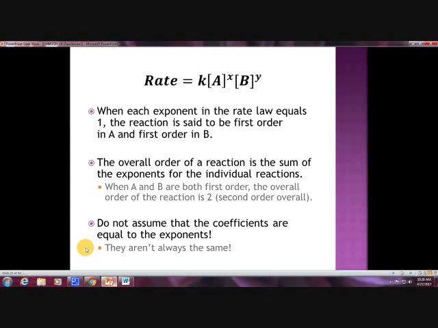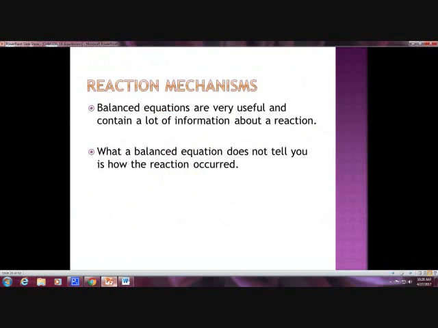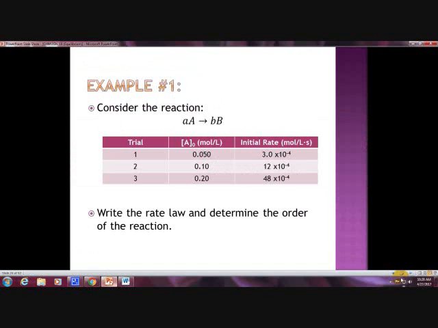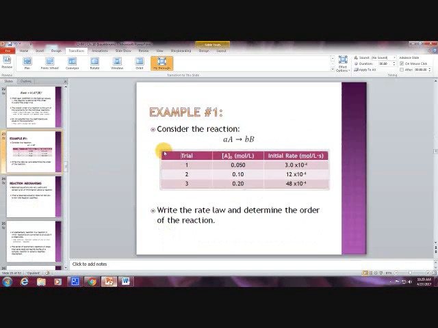So we're going to do example 1 together, and then we'll pick one from the packet that's very similar to it. Okay? Every time that you have an example or a problem to do, you are given a table with data.